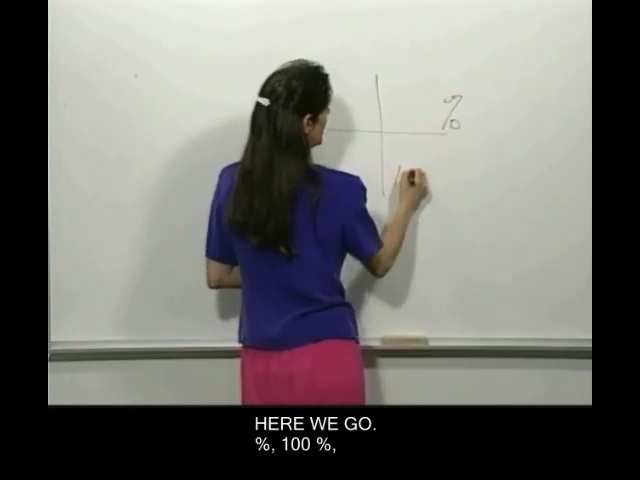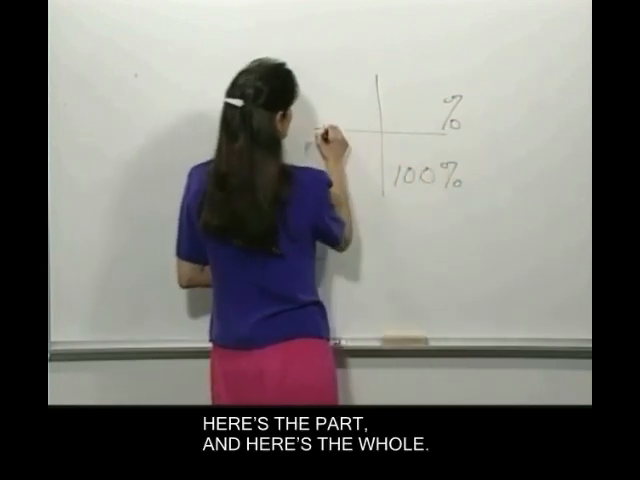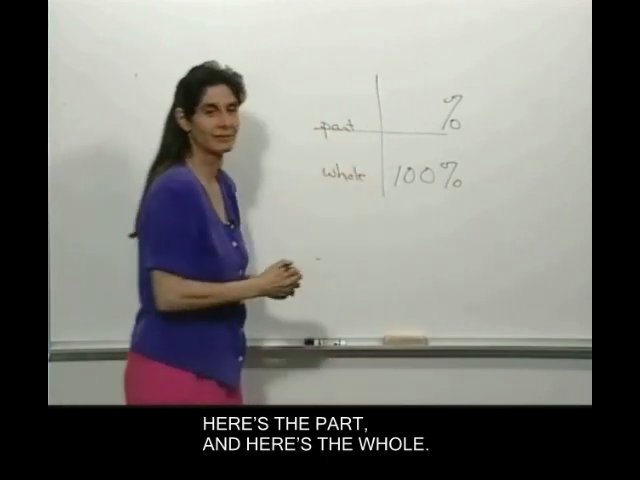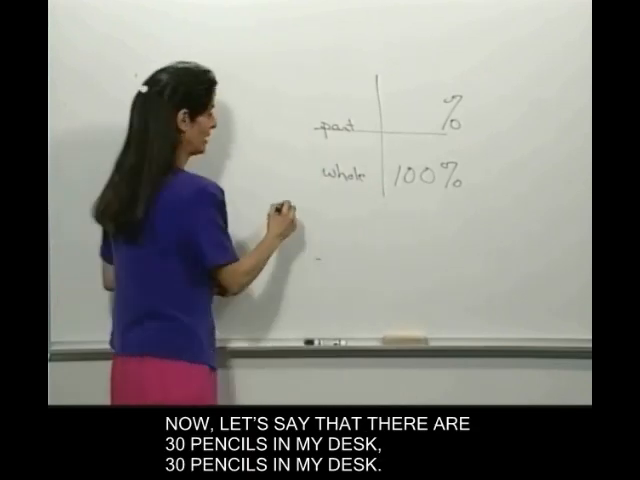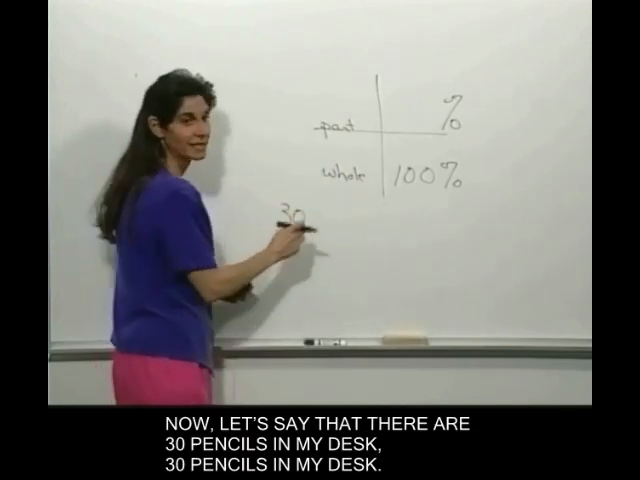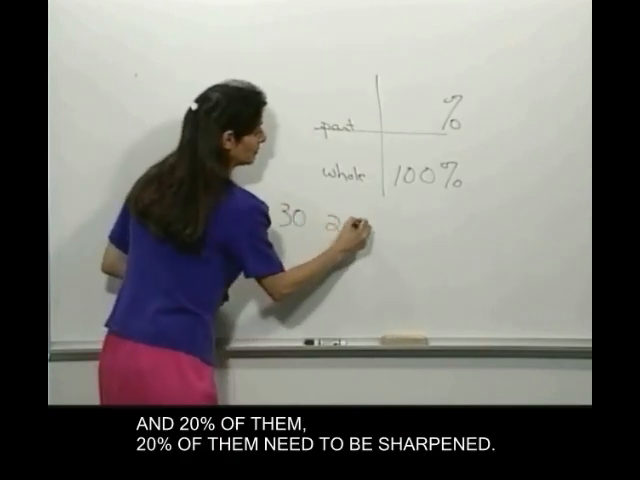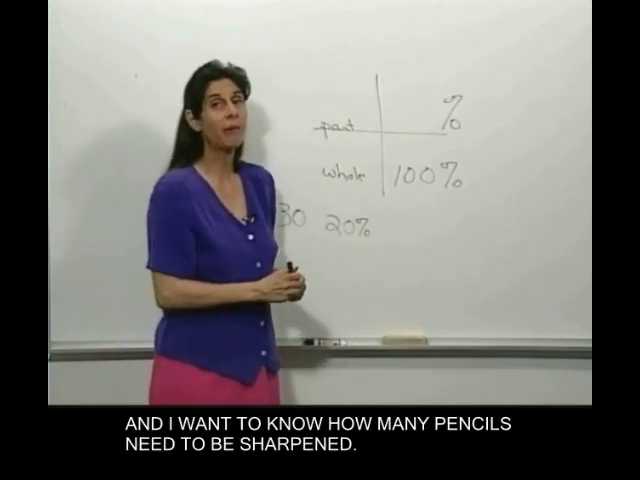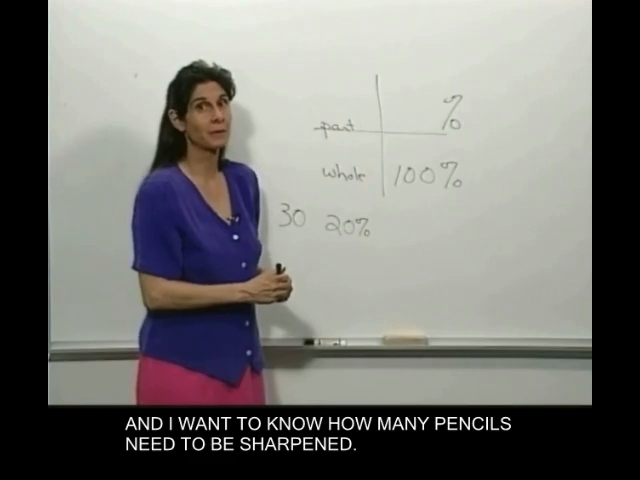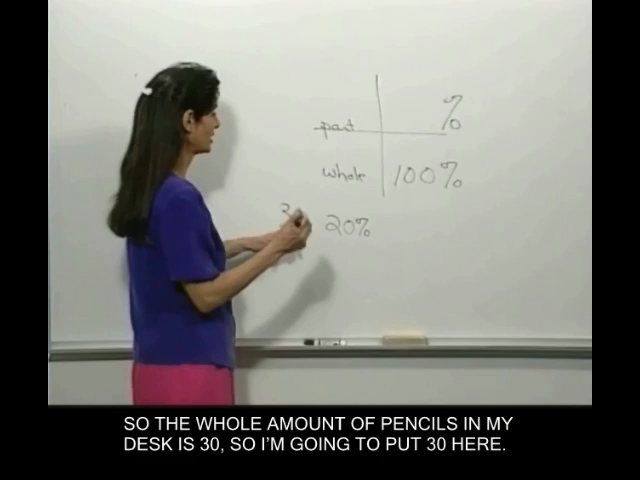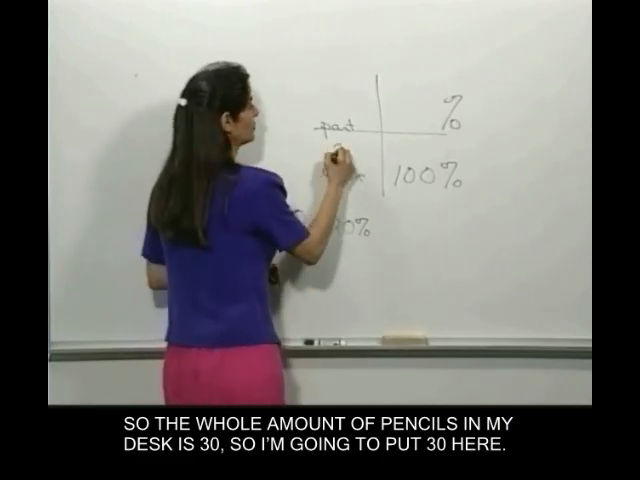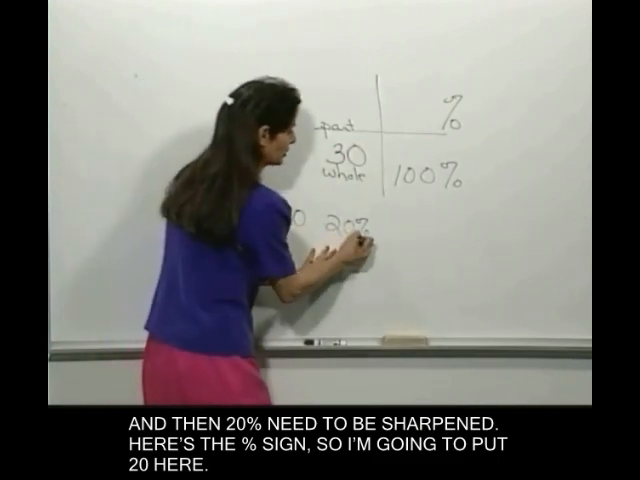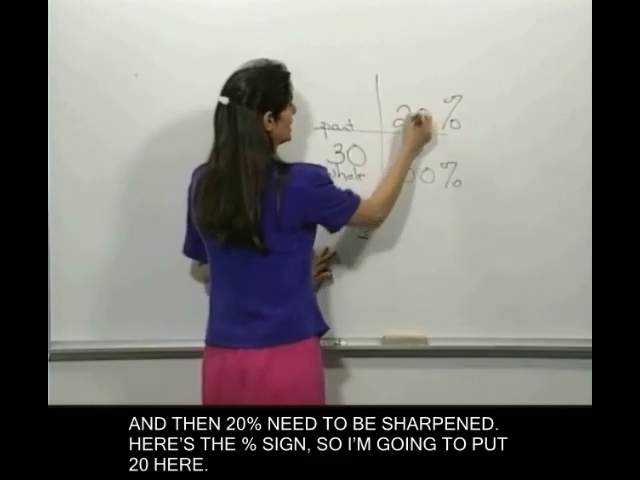Percent, 100%. Here's the part, and here's the whole. Now, let's say that there are 30 pencils in my desk. 30 pencils in my desk. And 20% of them need to be sharpened. And I want to know how many pencils need to be sharpened. So the whole amount of pencils in my desk is 30. So I'm going to put 30 here. And then 20% need to be sharpened. Here's the percent sign, so I'm going to put 20 here.